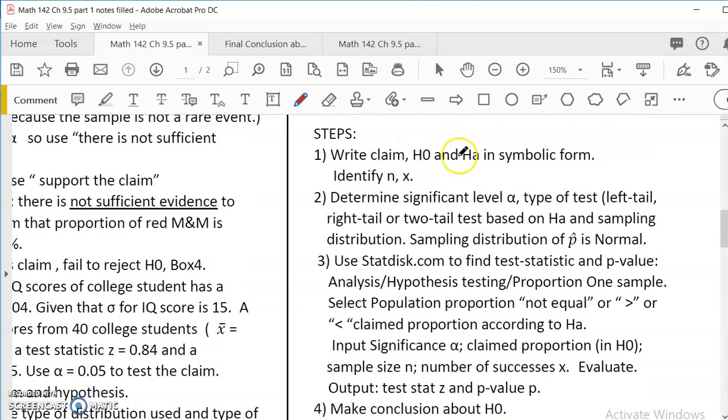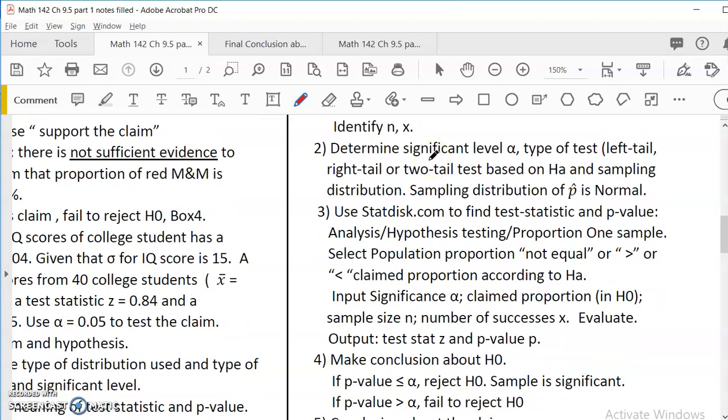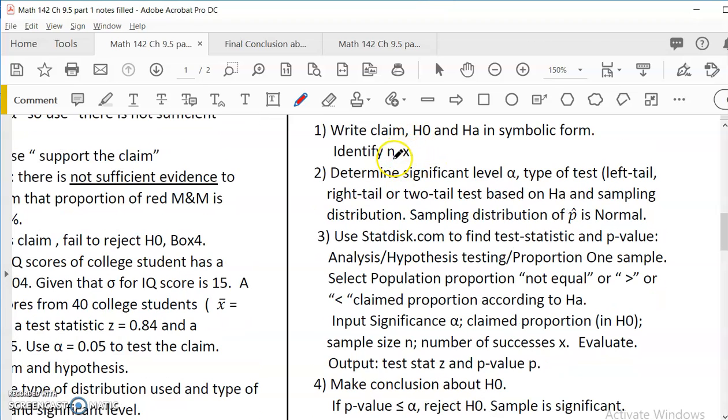First, you write the claim, the null hypothesis and the alternative hypothesis in symbolic form. Remember, the null hypothesis needs to be p equal to a particular value. The alternative would be either the claim or not equal. And before you do that, you also identify the number of successes and failures in your sample. N and X are about the sample.